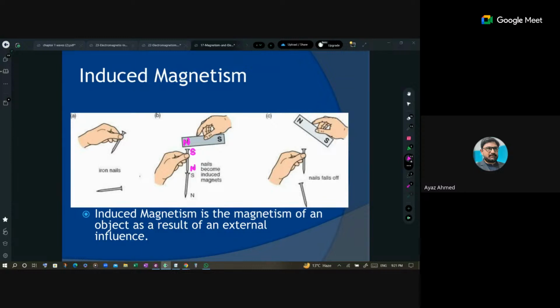Now if I keep this closer to another nail, it would create south on its head and north on its tail. Similarly, if I remove this magnet, this is nail number one, this is your nail number two. If I remove the magnet, nail number one would also be demagnetized, and nail number two will be released from it. So iron kept in the magnetic field is a magnet. When it is removed from the magnetic field, it is not a magnet.